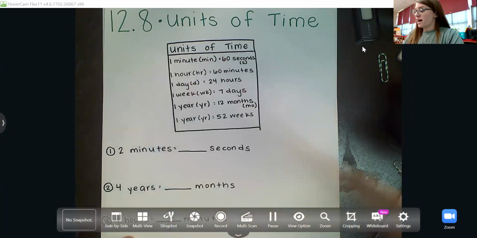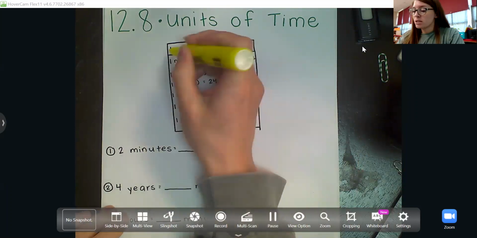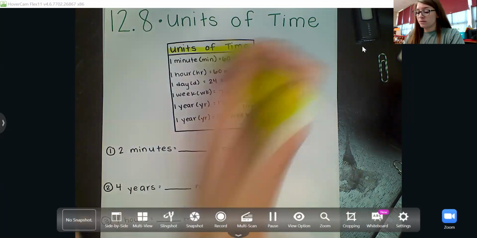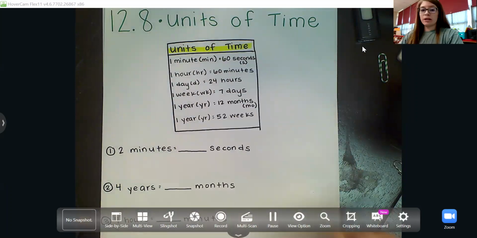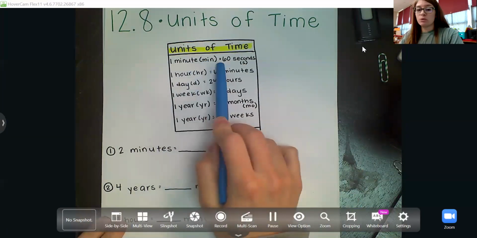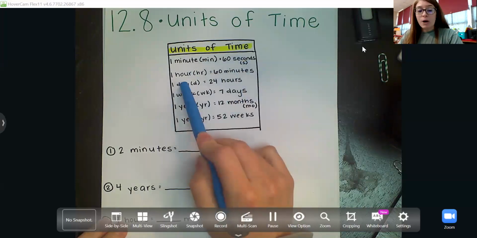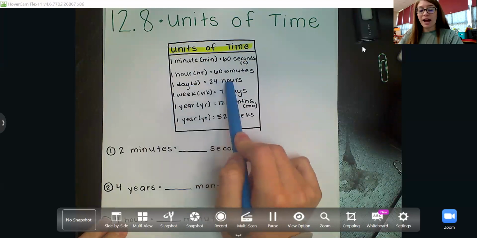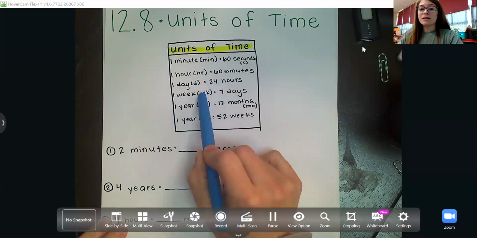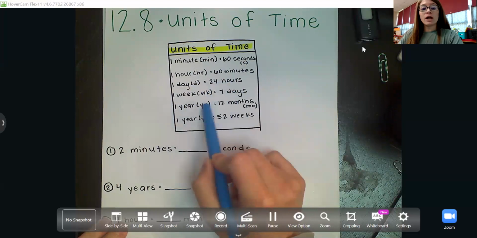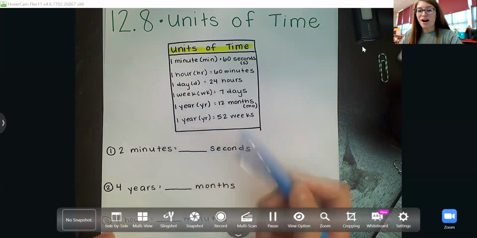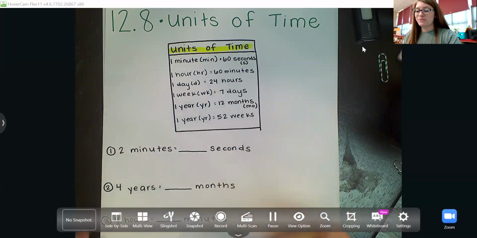All right, so for units of time, we are talking about minutes, hours, days, weeks, and years. The conversions we're looking at specifically is that 1 minute is equal to 60 seconds. 1 hour is equal to 60 minutes. 1 day is equal to 24 hours. 1 week is equal to 7 days. 1 year is equal to 12 months. And 1 year is also equal to 52 weeks. All right, so let's jump in and get started.